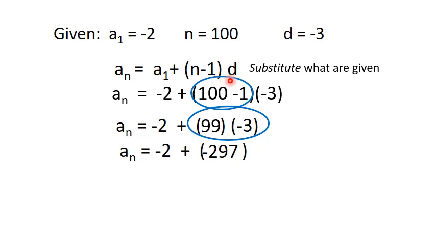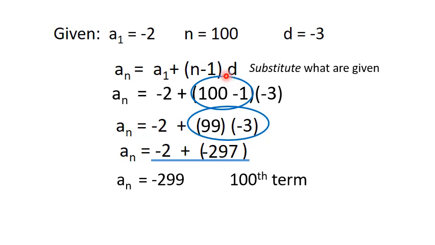Combine -2 plus -297, a sub n is equal to -299. And that -299 is the 100th term of the sequence.